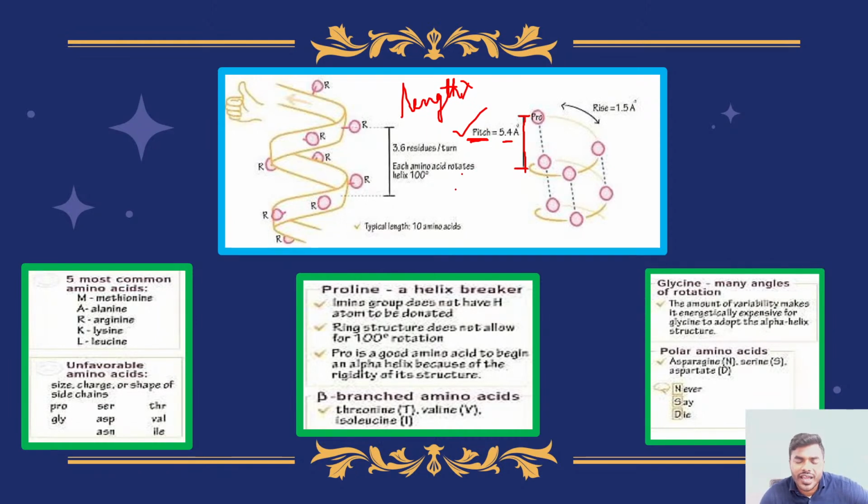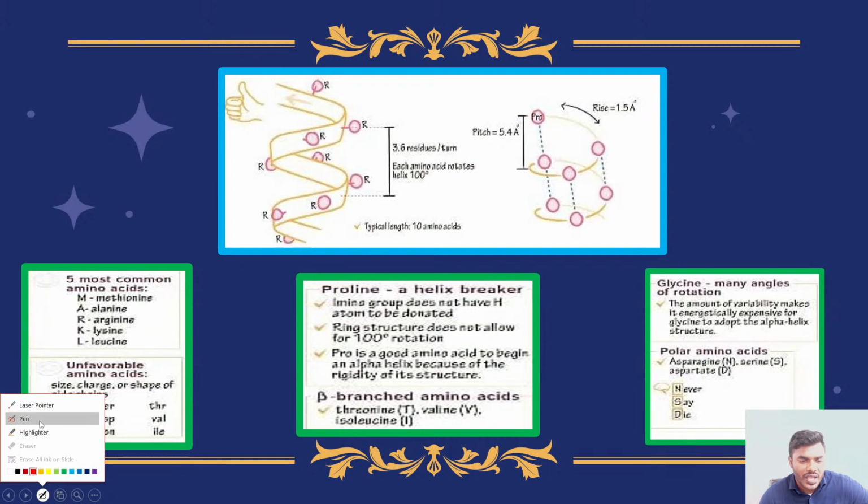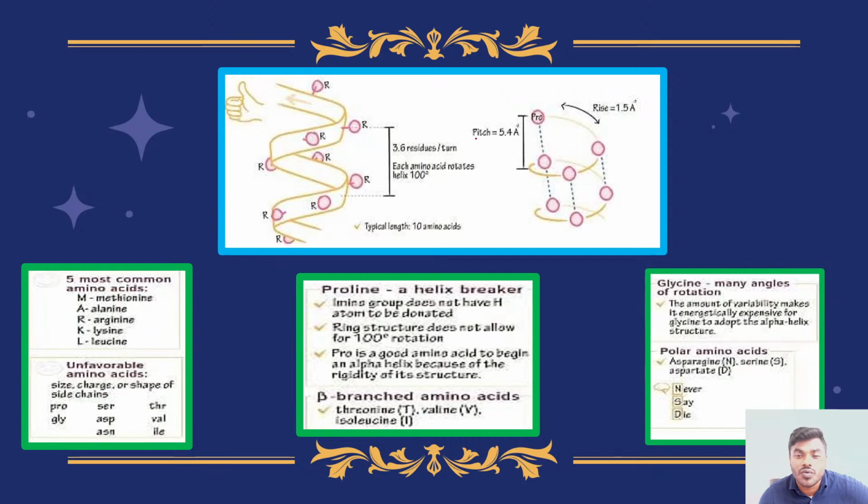Friends, if you take the amino acids in the helix and arrange them in the linear form, this is the helix form and this is the linear form. So the length of the amino acid chain is not at all the same. That's why we don't use the word length. Instead, we use the word pitch. So what will be the pitch? 5.4 angstrom. So friends, one turn pitch equals 5.4 angstrom.